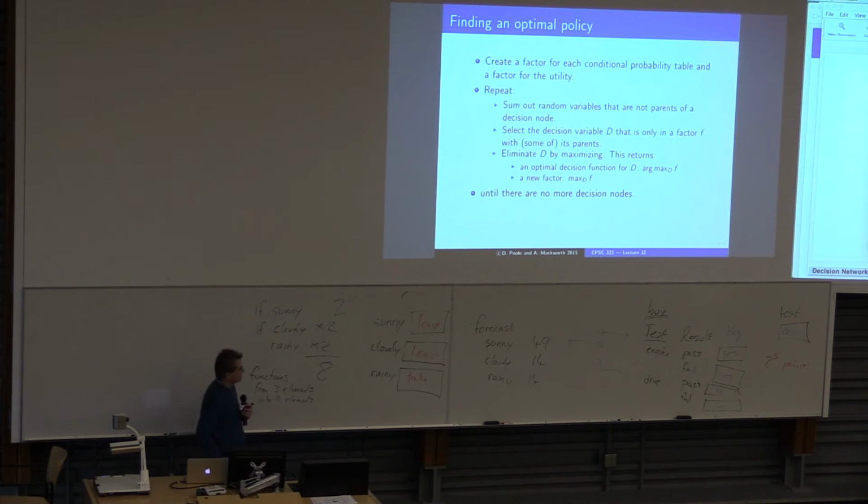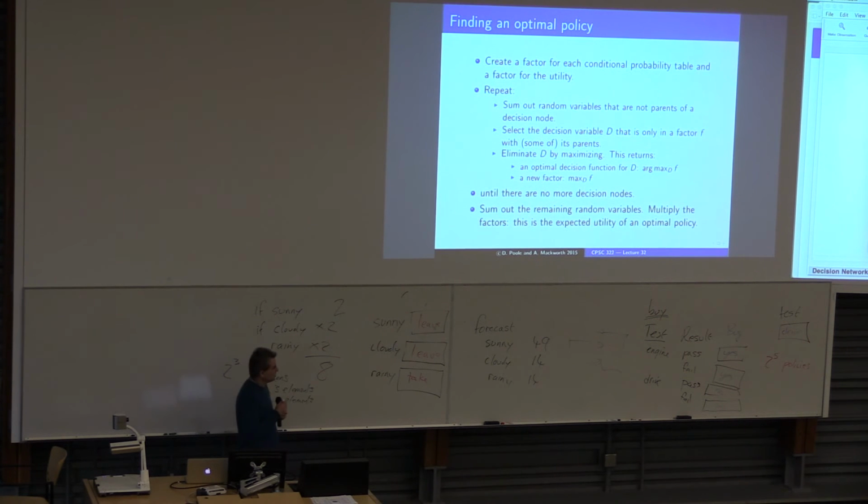So we're going to sum out the remaining random variables, and we end up with the expected value. So this is the only factor left. What happens when I sum this out? What number do I get? What happens when I sum out this variable? There's only one factor. What do I get?